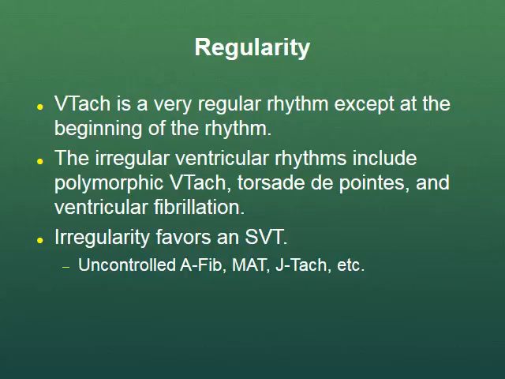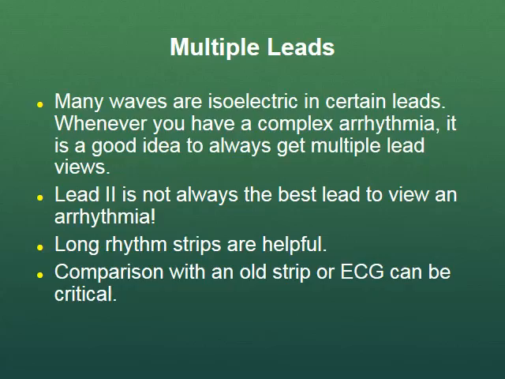Like I was saying, irregularity favors SVT, as you have uncontrolled AFib, multifocal atrial tachycardia, junctional tach, that can all be irregular. So irregularity is generally going to favor more towards SVT.